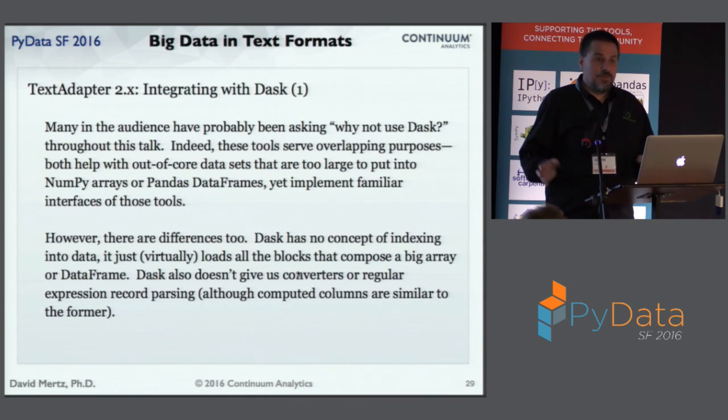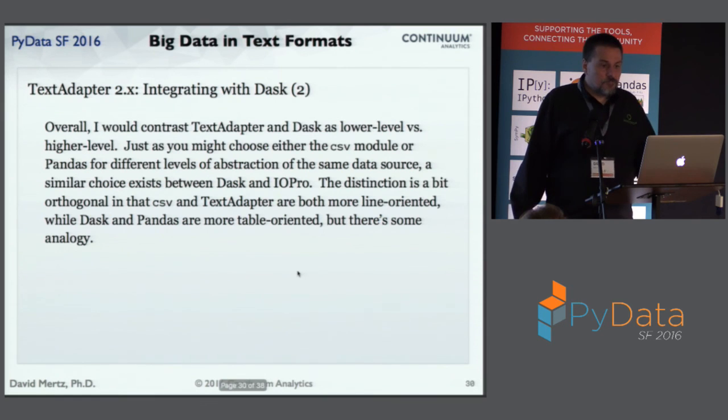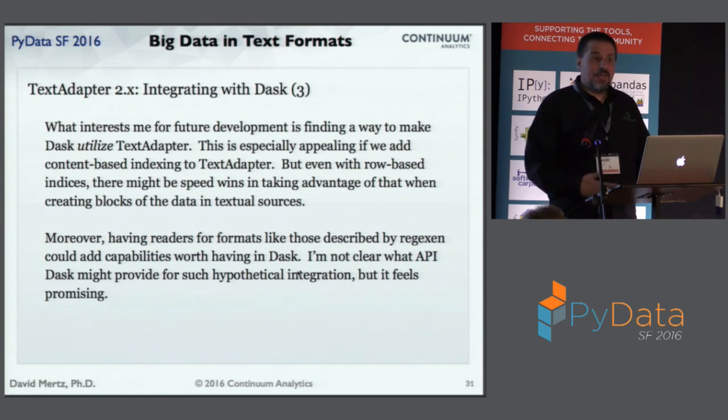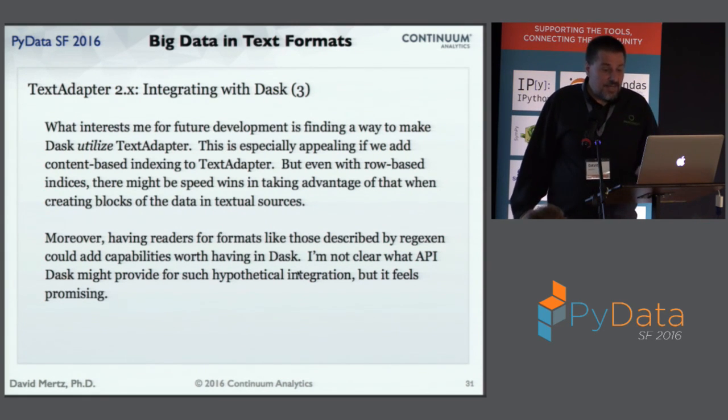And there's some overlap between what this does and what that does. But I think there's some differences too. For example, there's no concept of indexing in Dask. So I might describe these as higher level and lower level, but since Dask isn't that familiar, I won't go on about that. I do think there's a way of sort of making these things play together so we can take advantage of the indexing and the regex patterns and stuff like that that TextAdapter provides and make Dask behave better, faster.